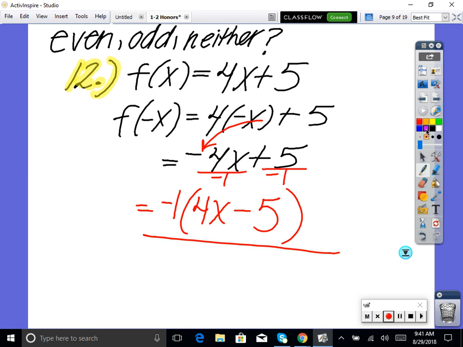Compare it to the original function. We have a negative 1. Is it times the original? No. Nope. AKA, not odd. It's definitely not even, so it's neither. Does that make sense, everybody?